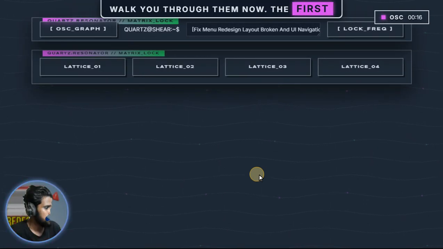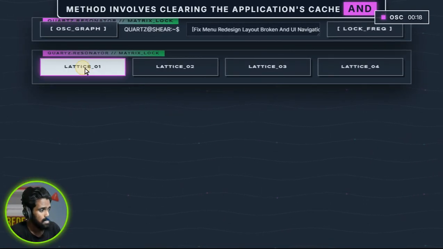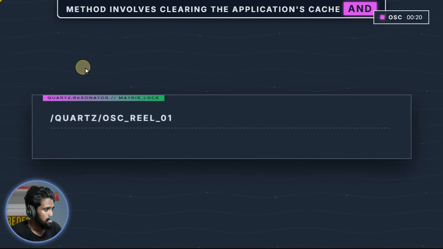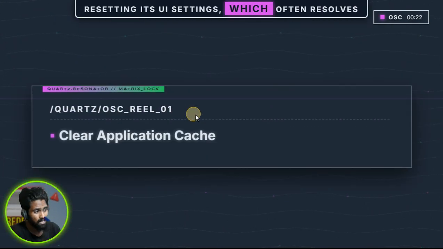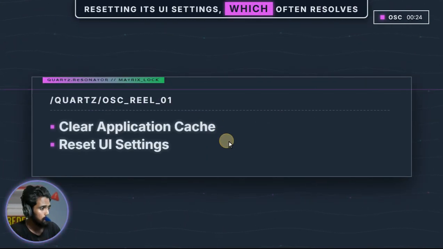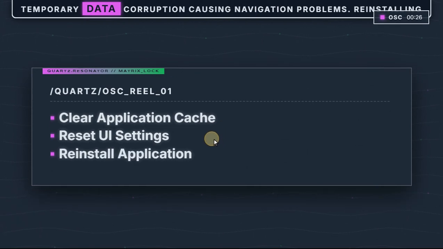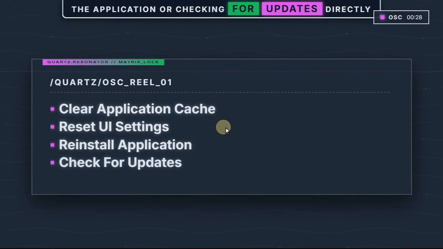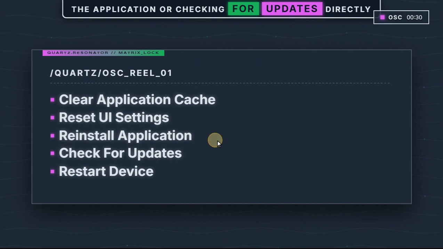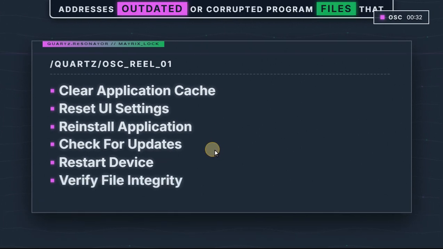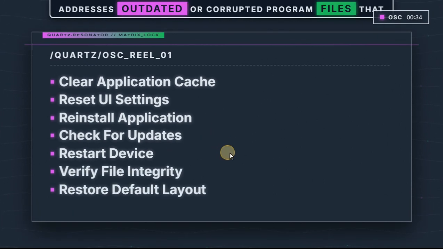The first method involves clearing the application's cache and resetting its UI settings, which often resolves temporary data corruption causing navigation problems. Reinstalling the application or checking for updates directly addresses outdated or corrupted program files that might be creating these display issues.